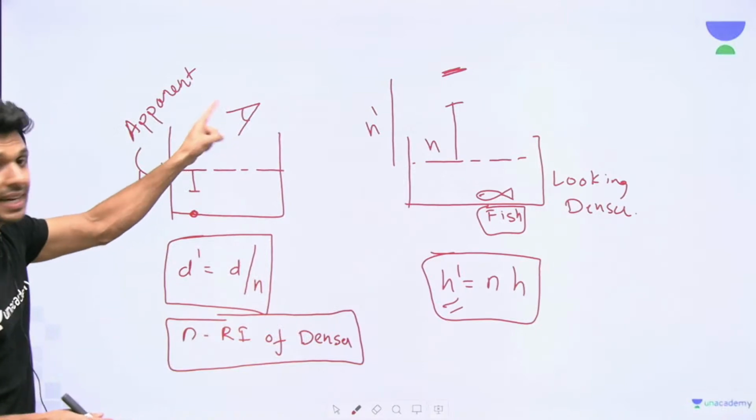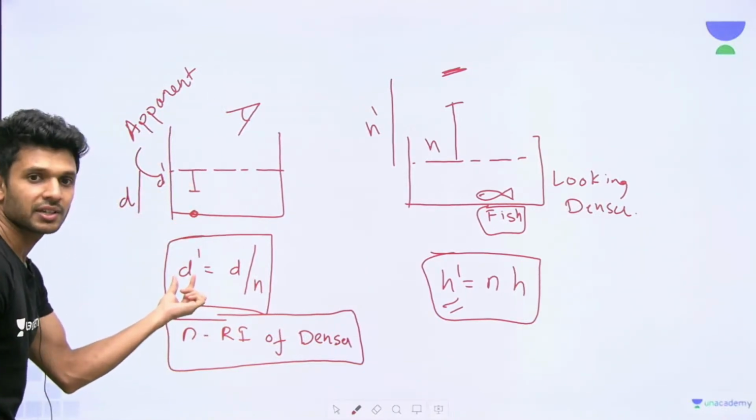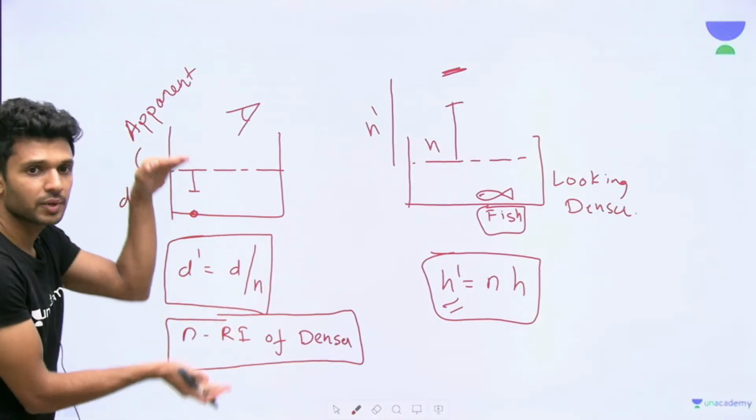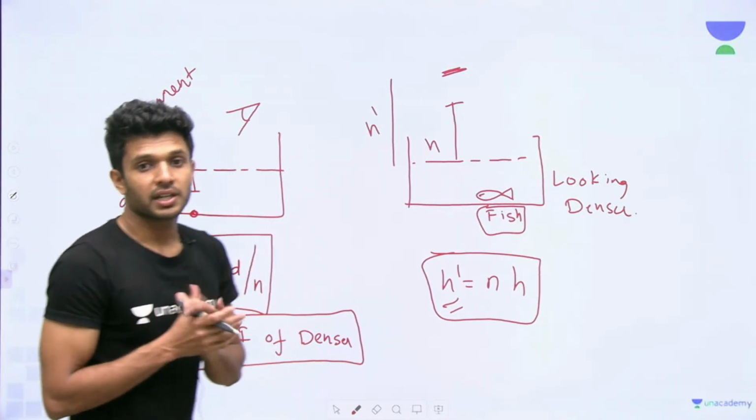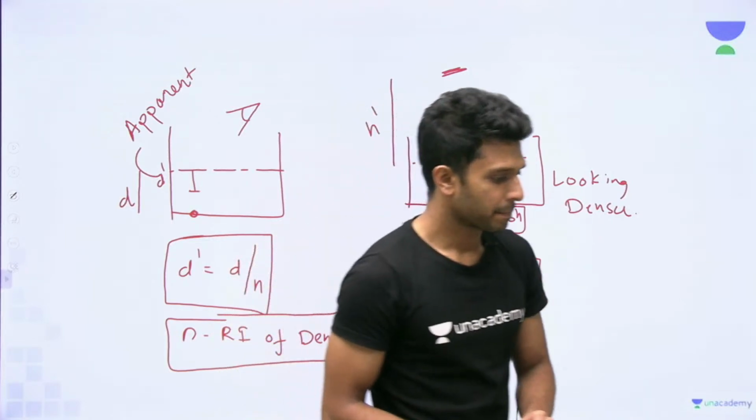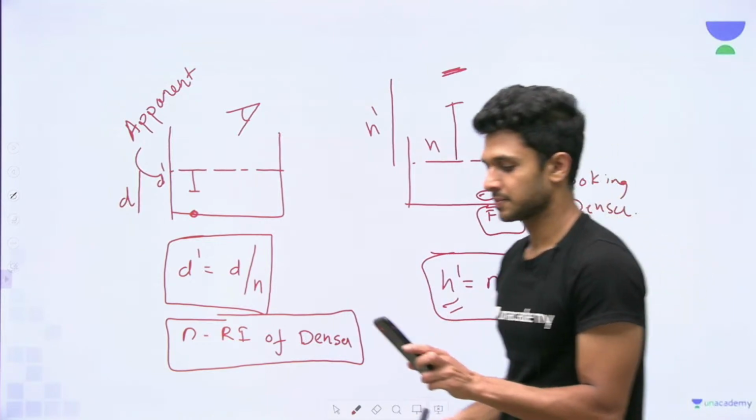If you are looking from a rarer medium, depth decreases, so the new depth which we call as apparent depth is 1 by n times d, which will make the value of depth as smaller. Okay, very important. Shall we start doing problems from this? If you all are ready, आप सब लोग ready है तो we can start doing the problems. ठीक है?